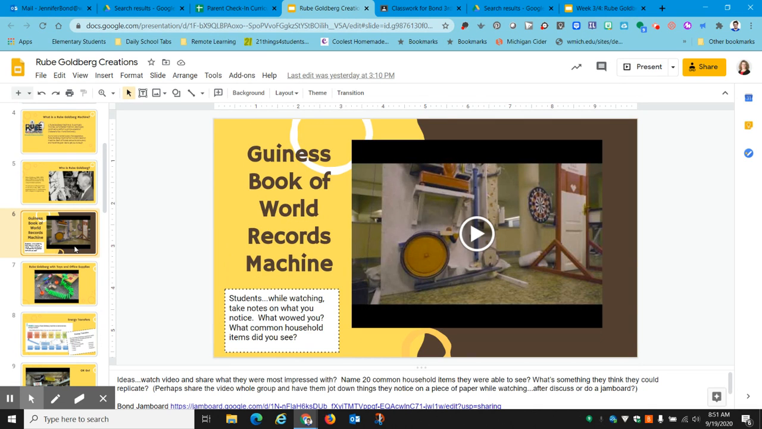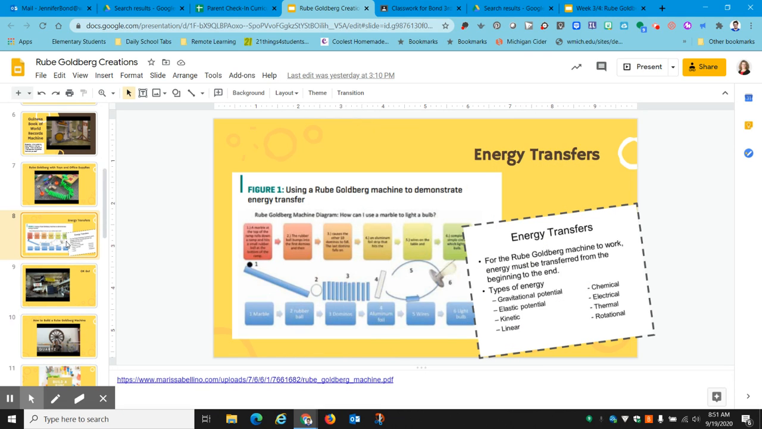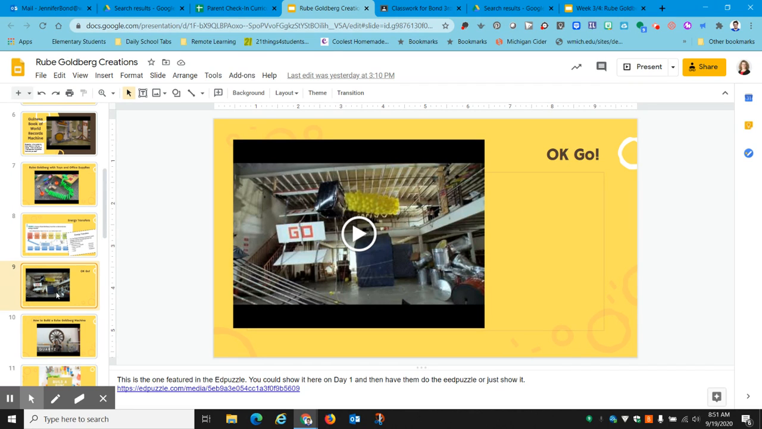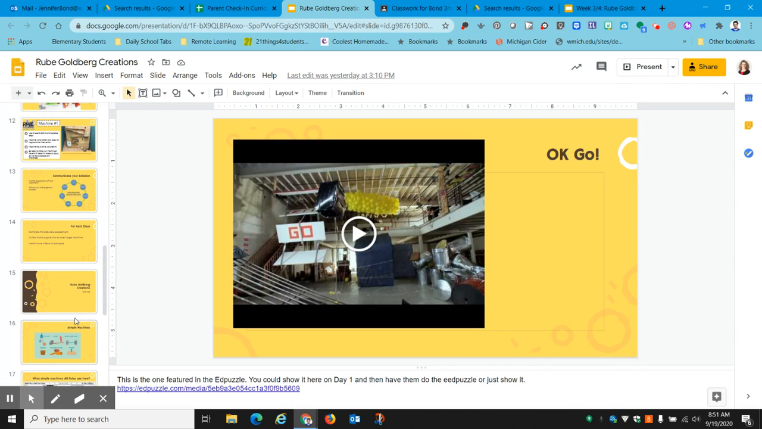We watched the Guinness Book of World Records machine and talked about the common materials that we noticed, as well as things that wowed us. And then we started talking about energy transfers. The assignment for the energy transfers was to watch the OK Go and do the Ed Puzzle that was assigned. We also gave you time to gather materials, if you remember.